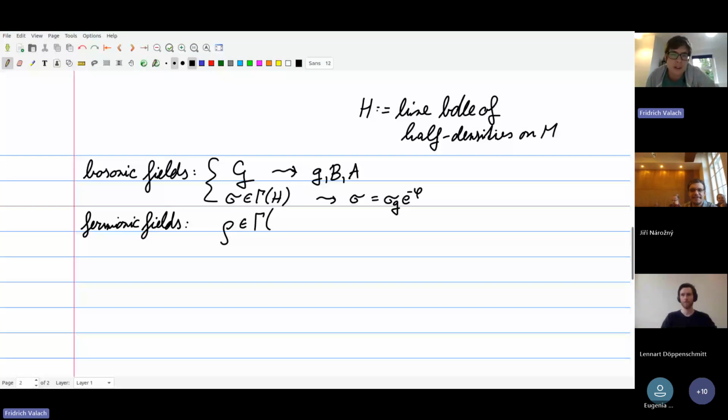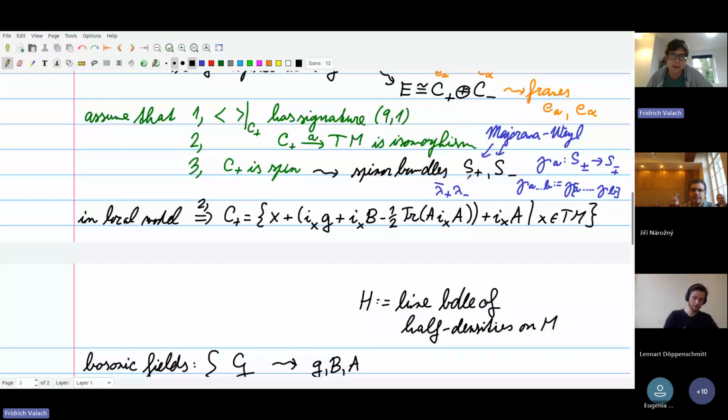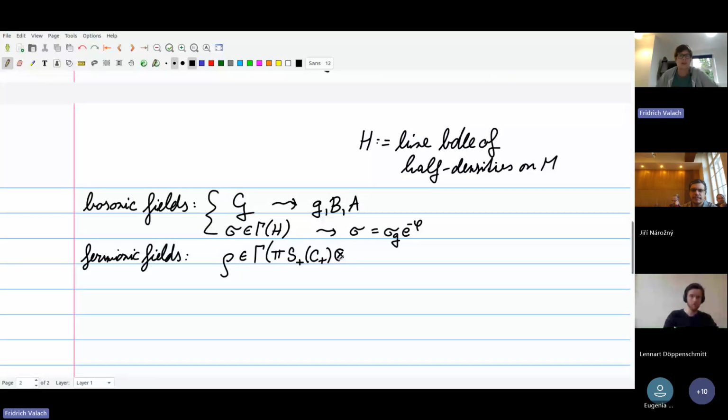Okay, let me write it like this: S plus. Let me emphasize that they come from C plus by saying that this is the spinors for C plus, tensor with half densities. Okay, so how to read this?